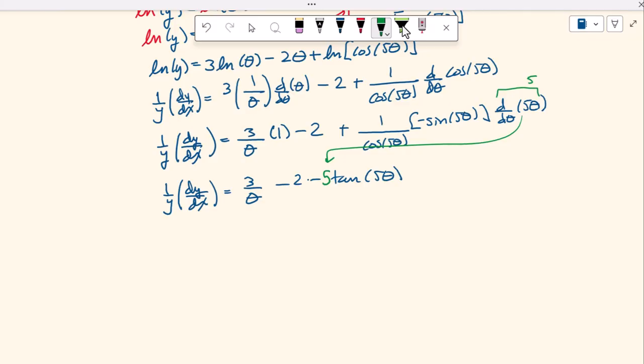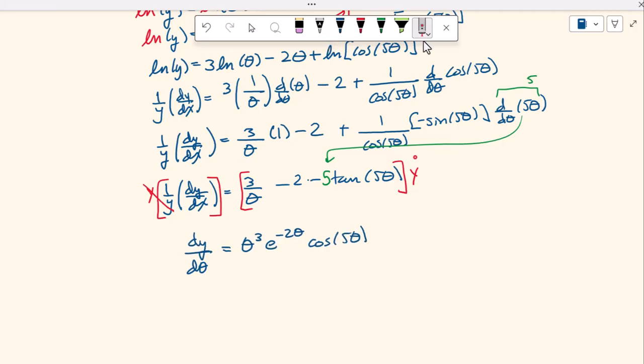Now, that is the derivative right-hand side, but I'm not done yet because on the left-hand side, I just want dy d theta, or it should be dy d theta. I'll go back and fix that. So we're going to have to multiply both sides through by y to clear that. So here they'll cancel, and I'll be left with dy d theta is equal to y, and my original function y was theta cubed e to the negative 2 theta times cosine of 5 theta.